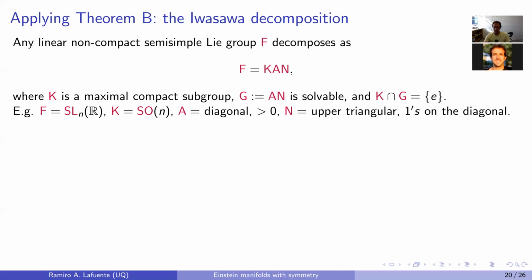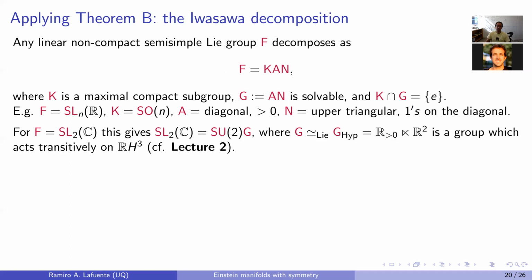For our case, where F is SL2C, this gives a decomposition of SL2C as a product of SU2, which is its maximal compact subgroup, times a three-dimensional solvable Lie group, which is in fact isomorphic as a Lie group to the hyperbolic group that we were working with in lecture number 2 for the case of dimension 3. Right? So this group acts transitively on hyperbolic three-dimensional space.